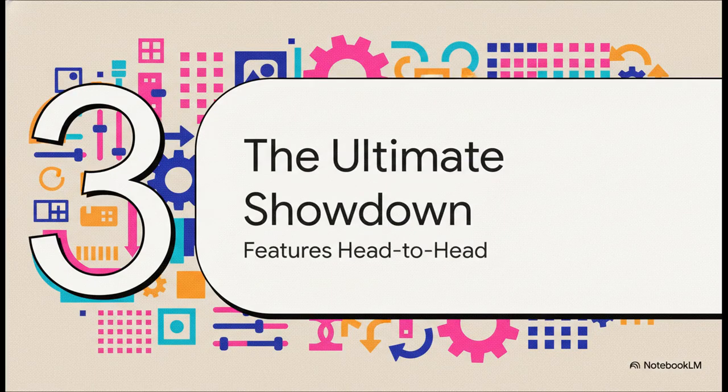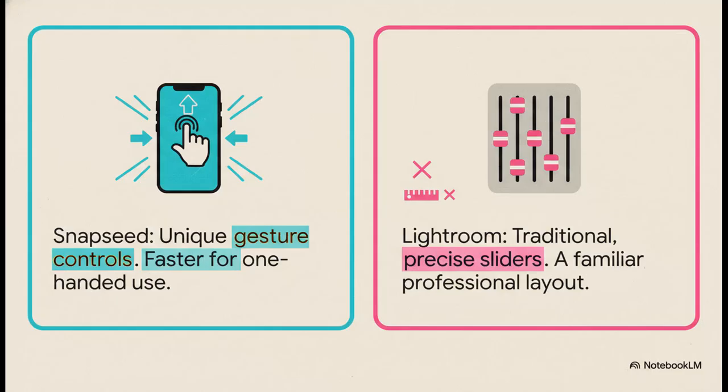All right, it's time for the main event. We're putting these two head-to-head on the features you'll actually use every single day. Let's kick things off with how they feel to use. Snapseed is all about these really unique gesture controls. You swipe up and down to pick a tool, then left and right to dial it in. It's crazy fast, especially when you're editing with one hand. Lightroom, on the other hand, uses those classic sliders that are super precise and familiar if you've ever used editing software on a computer. So it's really a battle of speed versus that pinpoint control.